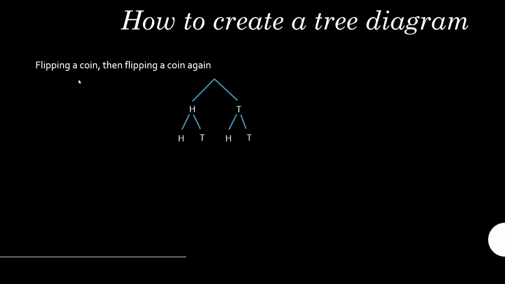Okay, so the first time you're writing all your possible outcomes, so heads or tails, and then on your second line, I'm doing the same thing, but I'm going to have more. I could land on heads or tails again.